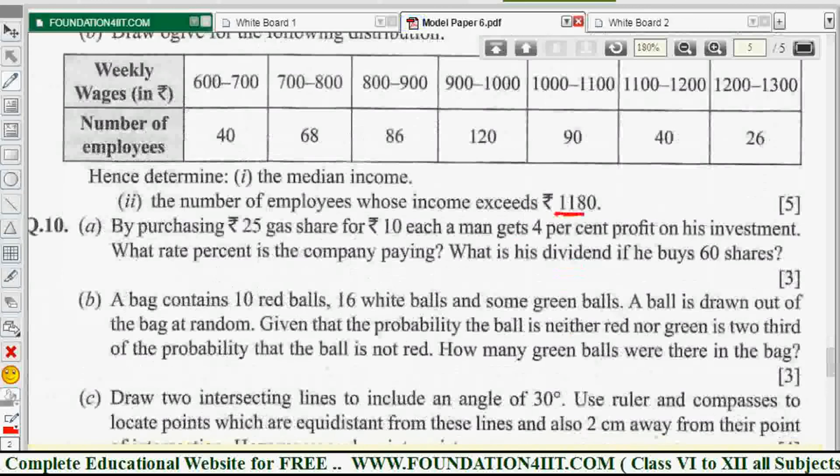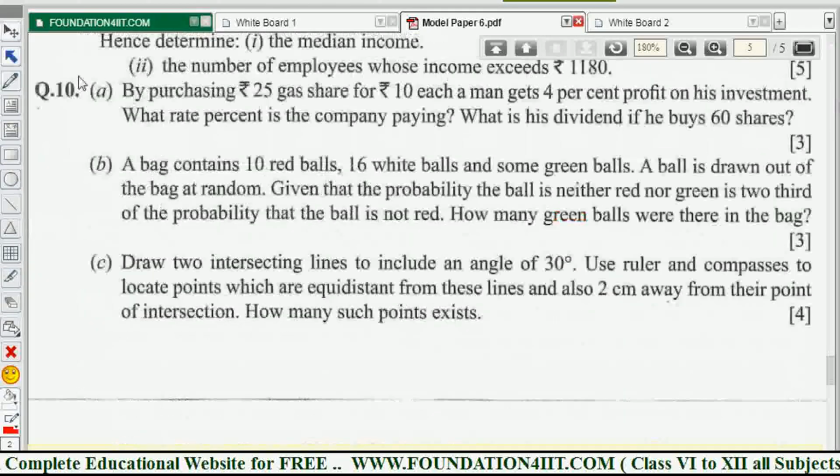Now let us see the next question and solve those problems. Question number 10 from this paper. Okay, first one is, by purchasing rupees 25 cash share for rupees 10, each man gets 4% profit on his investment. What rate percent is the company paying? What is his dividend if he buys 60 shares? Right, let us see this.